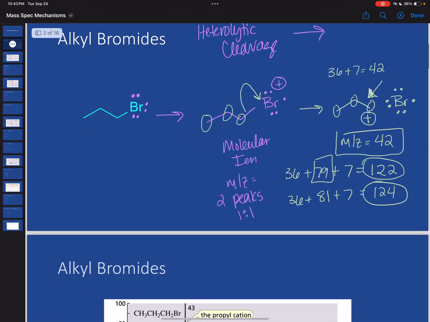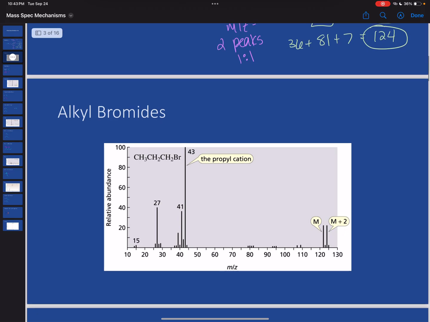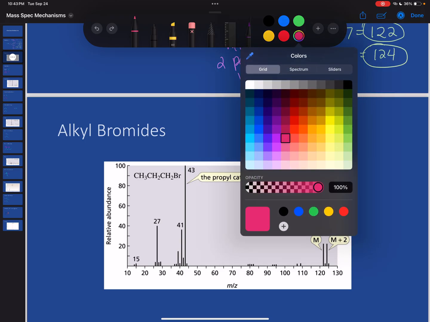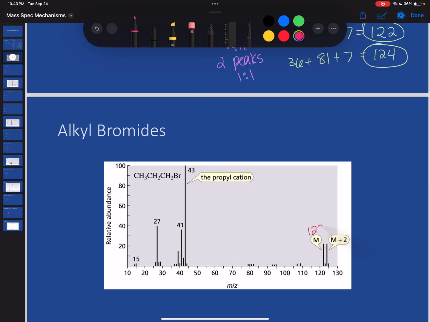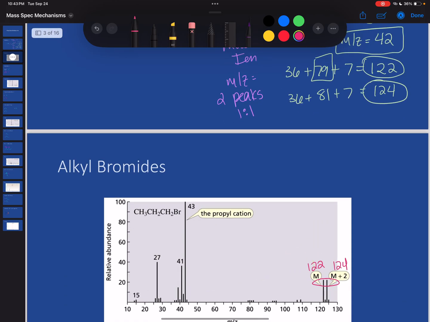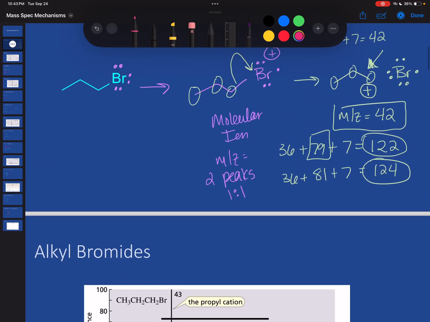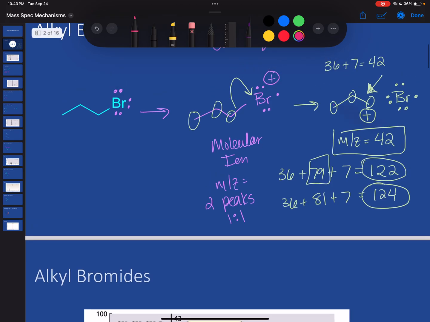So let's take a look. Okay, good, that was pretty good. You can't see that because it's light and we went to a white background. So we have 122 here, here's 124. I do see those 2 twin peaks that are exactly the same in abundance. I usually call them twin peaks. And then, okay, I was off by a hydrogen.